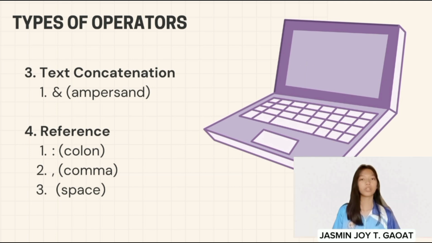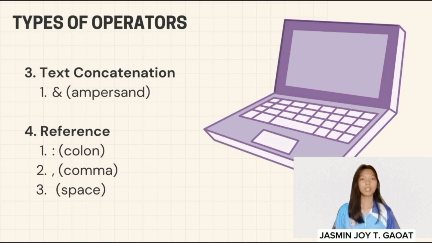And the last operator is the reference. First is the colon, the range operator, which produces one reference to all the cells between two references, including the two references, and it is used to define a range of cells. For example, B5 and B15.